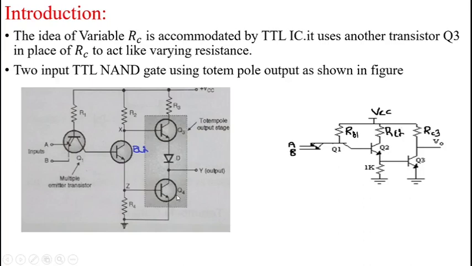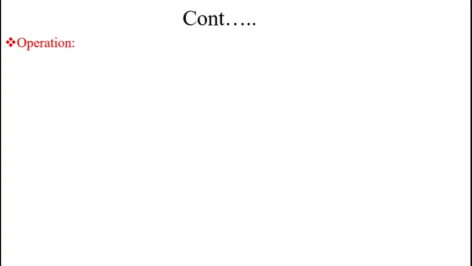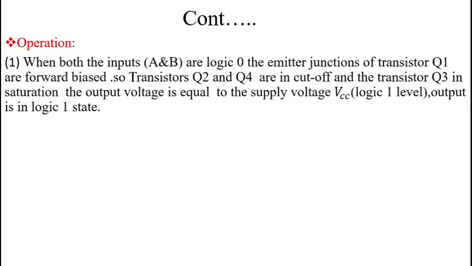Next we discuss the operation of this two input TTL NAND gate using the totem pole circuit. Here we have two inputs, therefore we get four possible combinations. The first possible combination is both inputs 0 0. That is, when both the inputs are logic 0, the emitter junctions of the transistor Q1 are forward biased. So transistors Q2 and Q4 are in cutoff and the transistor Q3 is in saturation. The output voltage is equal to the supply voltage VCC. That is, we consider the output to be in logic 1 state.